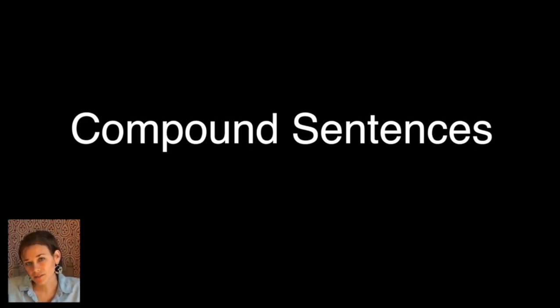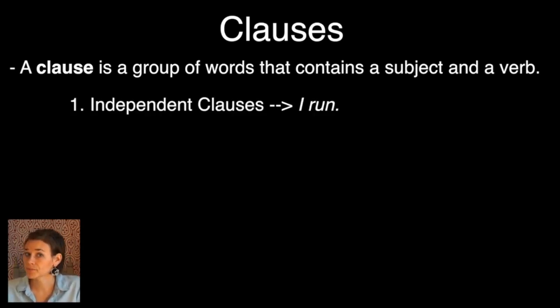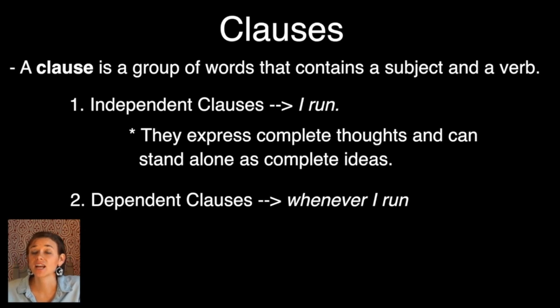So before we talk about the diagramming, let's take a minute to talk about what a clause is. A clause is a group of words that contains a subject and a verb. There are 2 broad categories of clauses. There are independent or main clauses, and there are subordinate or dependent clauses. Right now, we're just going to be talking about independent clauses. Independent clauses express complete thoughts, and they can stand all alone as complete ideas. They're basically sentences, and that's what you've been diagramming so far in this program.